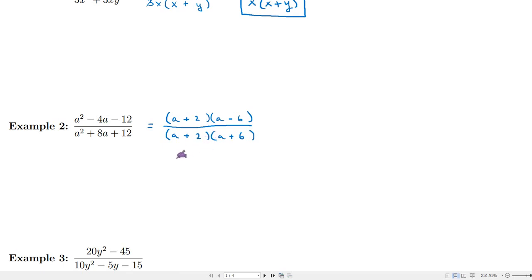So now we can reduce if possible. Looking at this, do we have any common factors among the numerator and denominator? And the answer is yes. We have this a plus 2. So this a plus 2 will reduce, and we are left with the remaining fraction a minus 6 over a plus 6, and that is our answer.